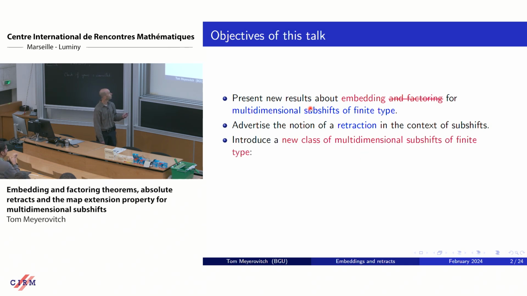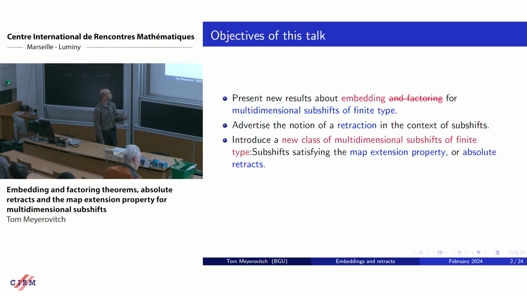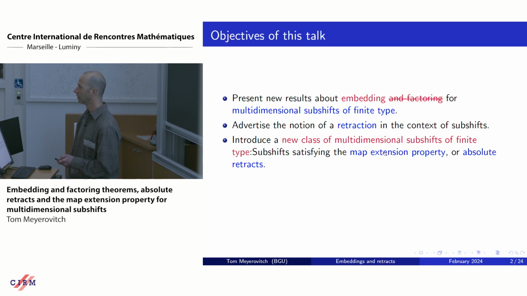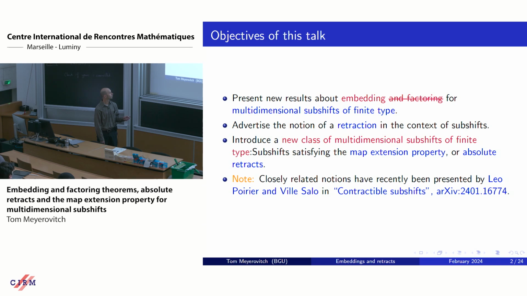And in relation to this, I would like to talk about a class of multidimensional subshifts which seems natural to me. This is the class of subshifts satisfying the map extension property. It's closely related to this notion of retraction. So these are the two goals of my talk.